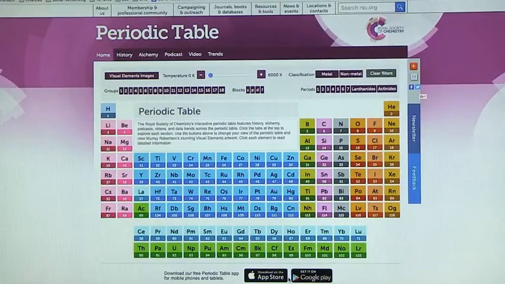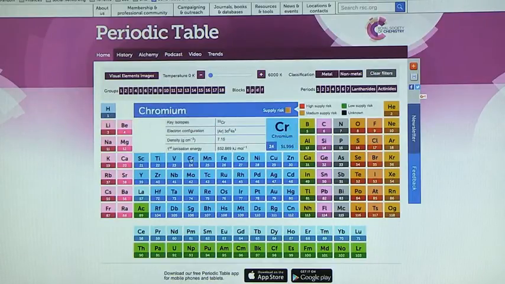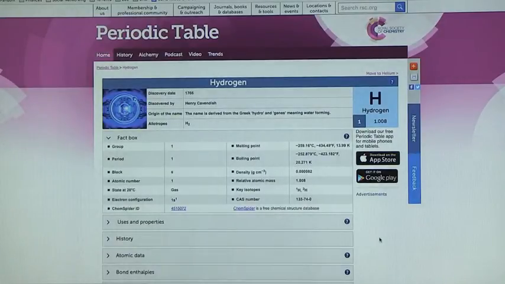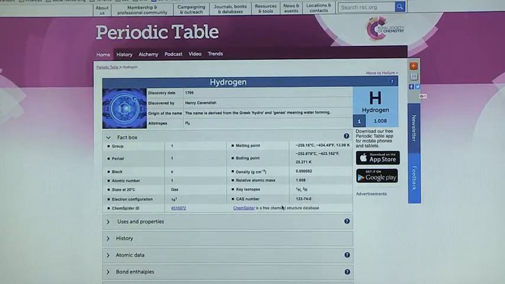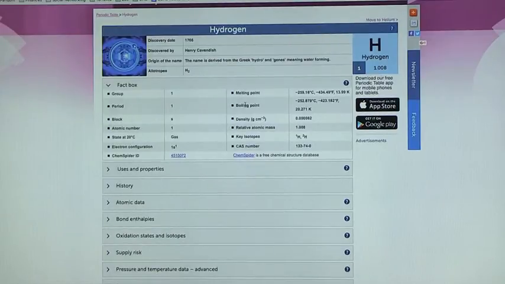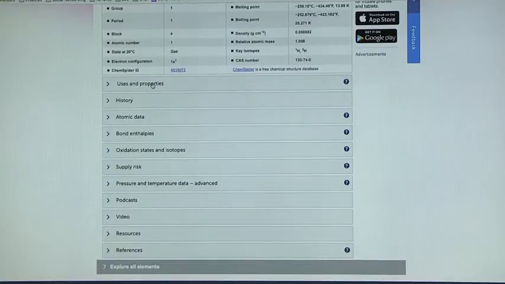So when you first go to the page, it just gives you the table and it's color-coded based on the type. And then it has a really great hover over feature. So if we go to hydrogen and you hover over it, it tells you some quick facts about it. And then if you click on it, it's going to give you more information on that specific element. So it gives you the same information you saw in the hover over, and then it just expands that information. So fact boxes, melting points, boiling points, densities, and then uses and properties.